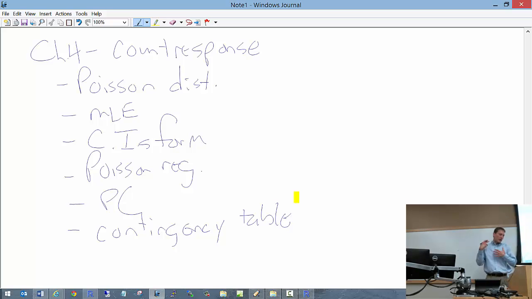And remember, people often use the term log linear models in this kind of setting. But there's a simple equivalence between a log linear model and a regular old Poisson regression model. Make sure you're familiar with it.